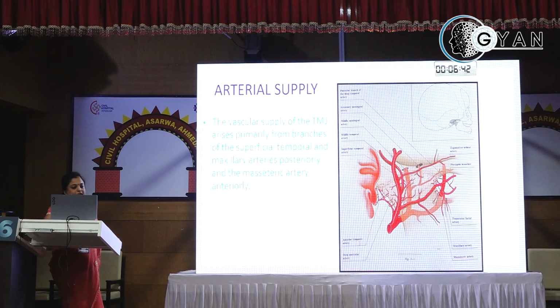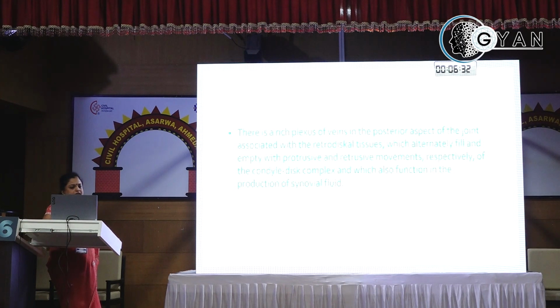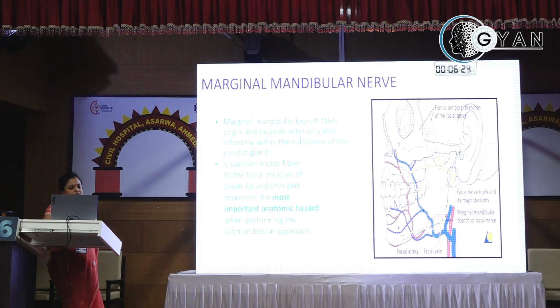The vascular supply itself is by the superficial temporal and the maxillary arteries posteriorly, that is medially also, and the masseteric artery anteriorly. There is a rich plexus of veins in the posterior aspect of the joint, and it is associated with the retrodiscal tissues. The marginal mandibular nerve is also of relevance to us.